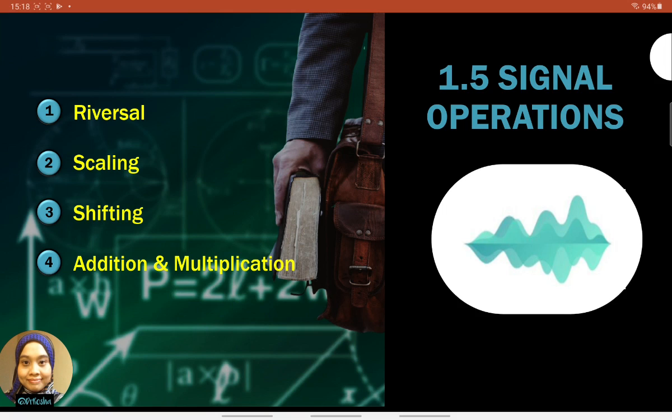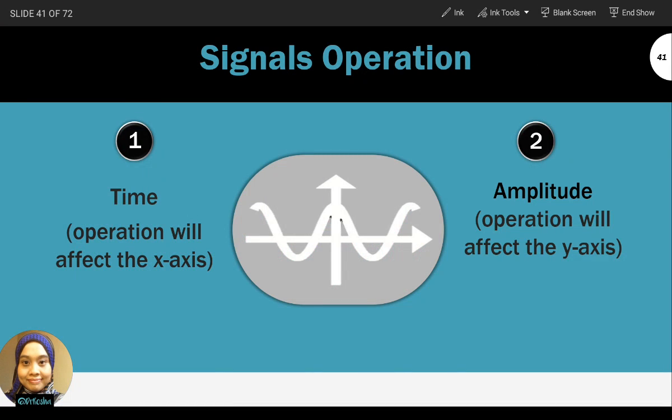There are mainly 3 operations that can be used to modify, or transform, the signal into a different function. First is reversal, second is scaling, third is shifting, and the fourth one, addition and multiplication, is actually a combination of the 3 operations before. For each operation, reversal, scaling and shifting, we can do it based on time as well as amplitude.